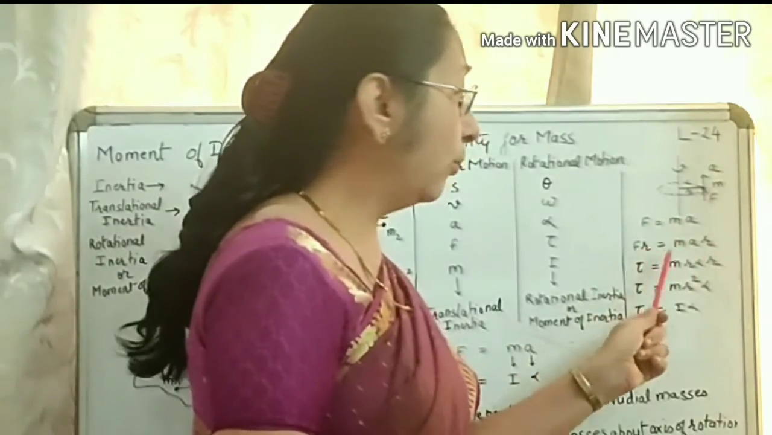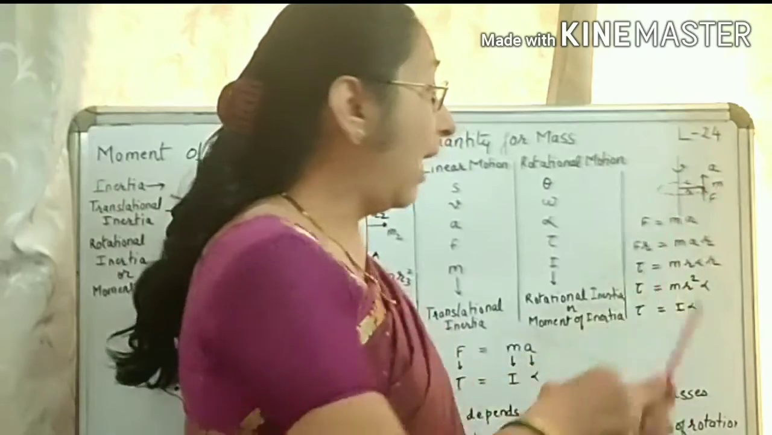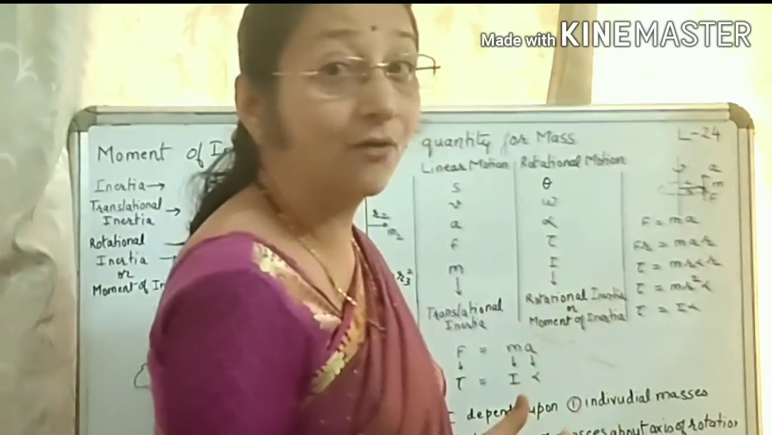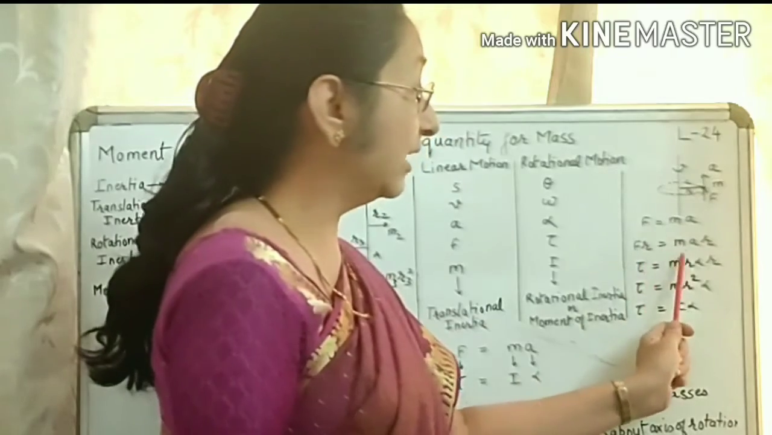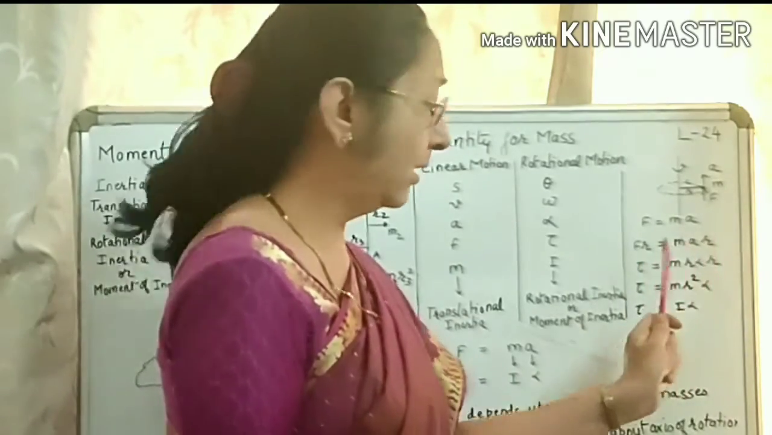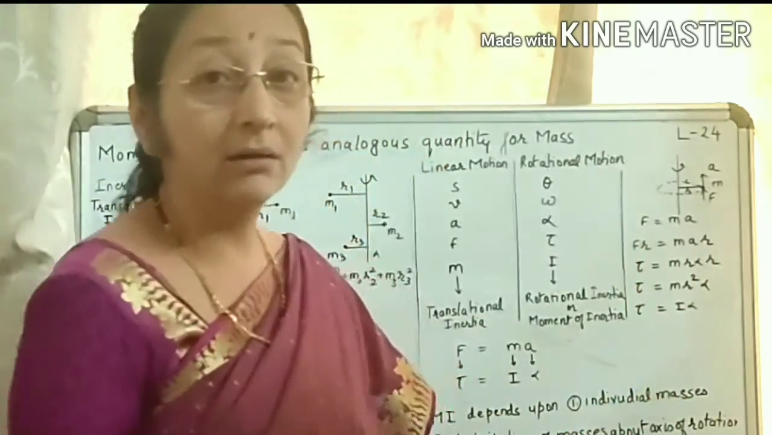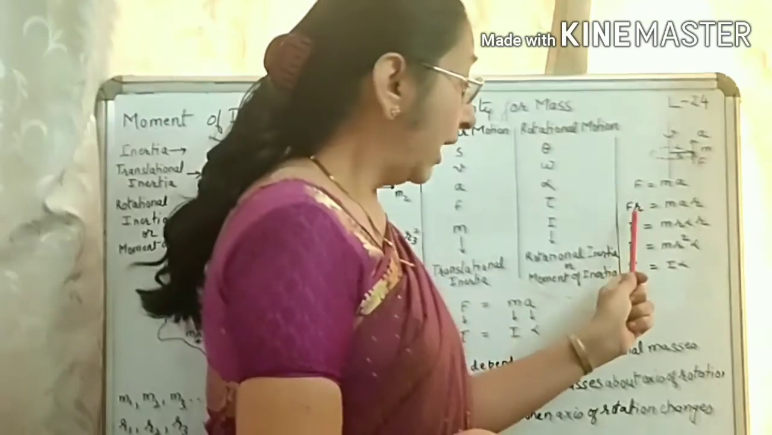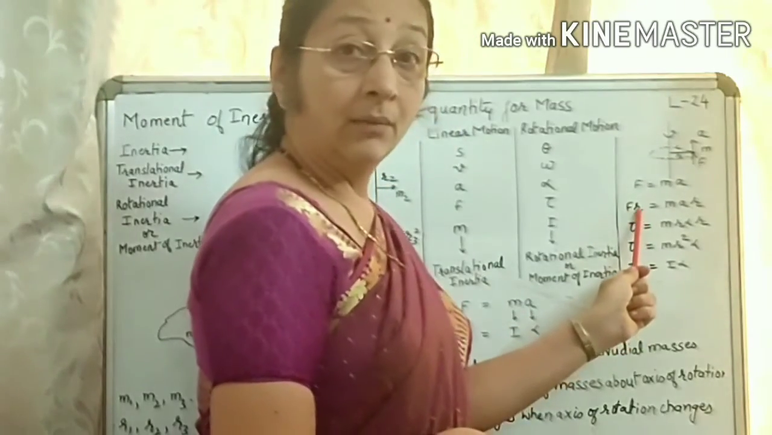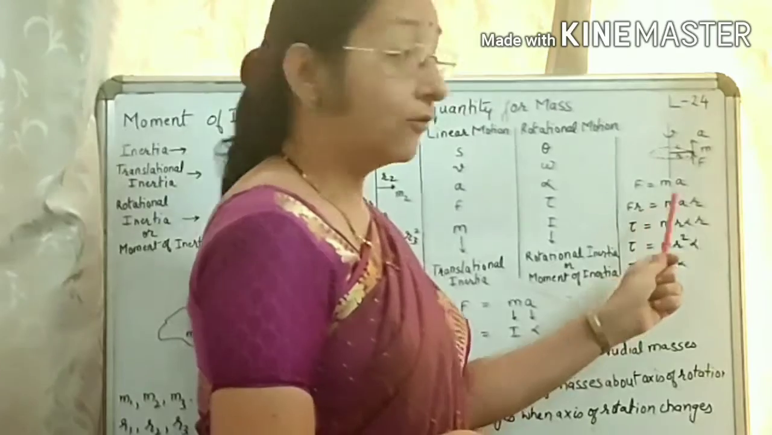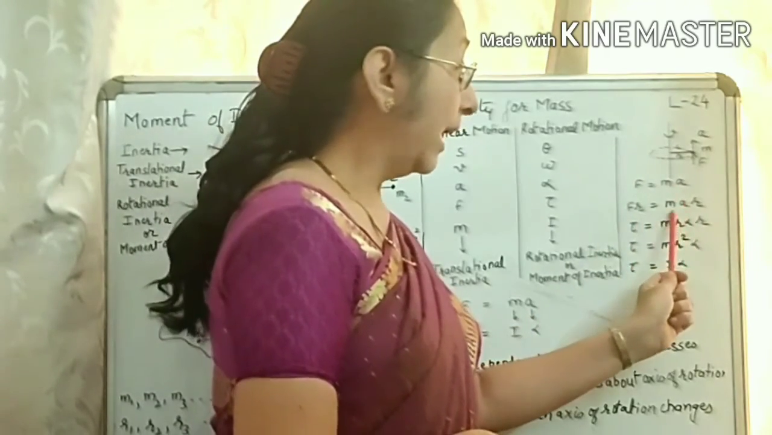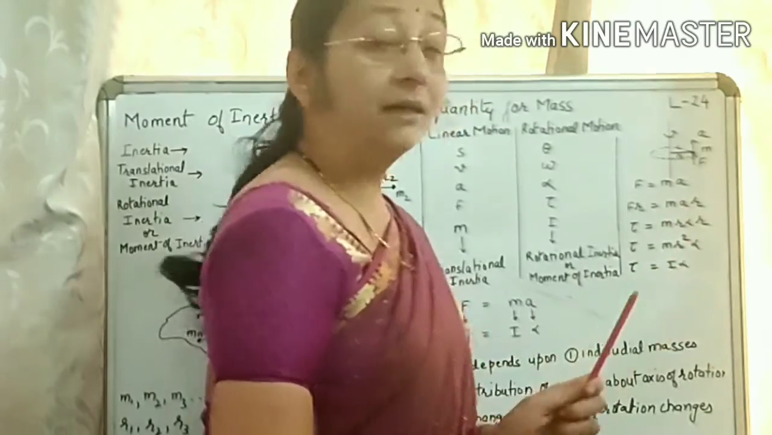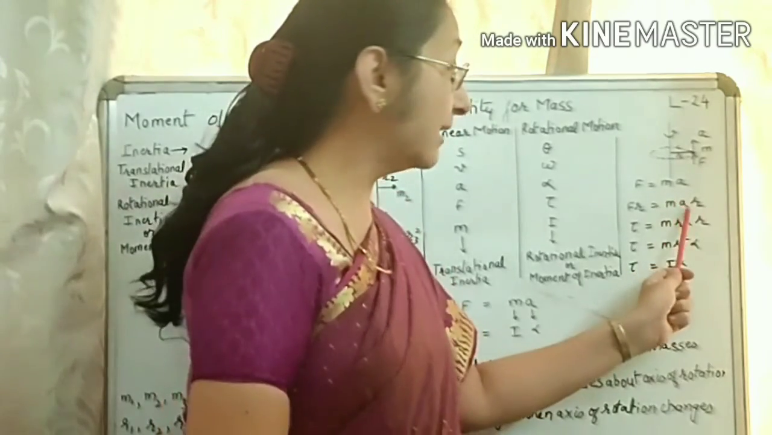Then multiplying both the sides by r, where r is what? The distance from the axis of rotation. So F into r is equal to m into a into r. But what is F into r? Force F into r, that is force into distance from the axis of rotation, that is the torque. So m into a, a is the linear acceleration.